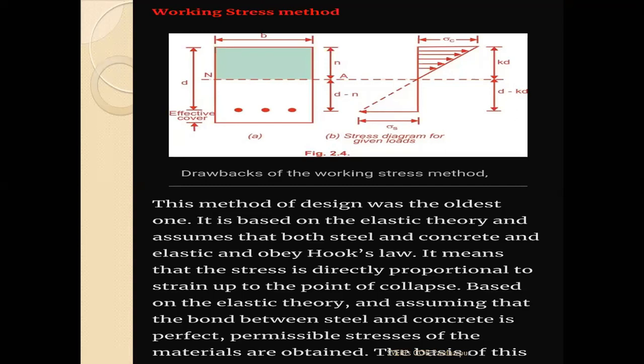So remember these things. If you measure the depth from the top up to the center of the reinforcement, that is called the effective depth. And if you measure the distance from the bottom up to the center of the reinforcement, it is called the effective cover. Now here you see one axis shown. This axis is called the neutral axis, the axis passing through the centroid of the cross section.